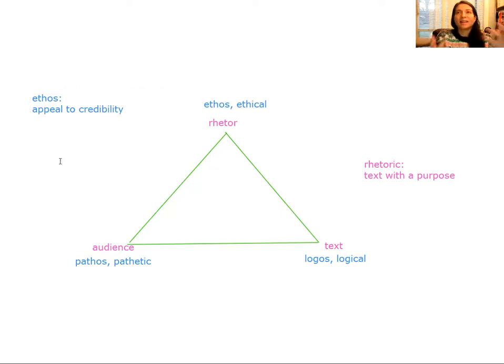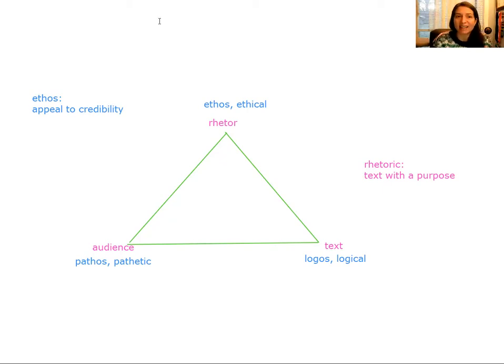Now, what makes a rhetor credible? Well, that depends on the context, right? It's not the same in every situation. There's not only one type of credibility. So for instance, if I am teaching a class and maybe it's a law school class, I might show up on the first day of class wearing a business suit because that might appeal to my credibility with my audience.